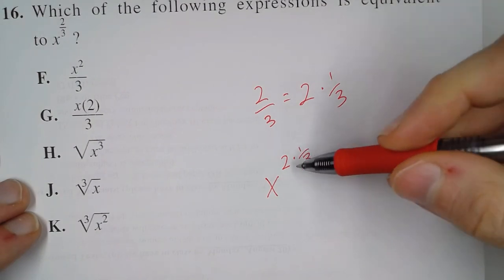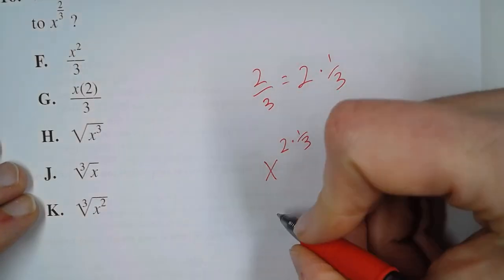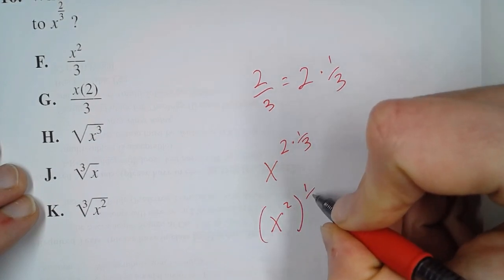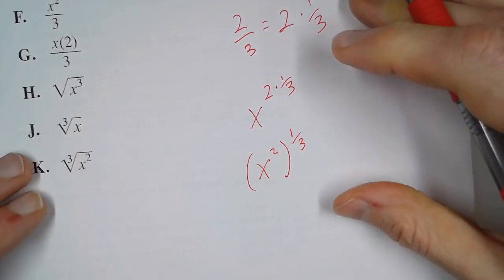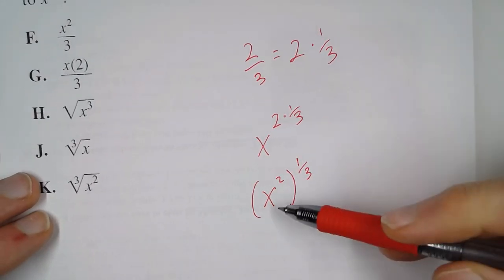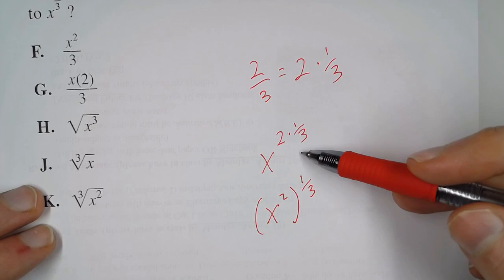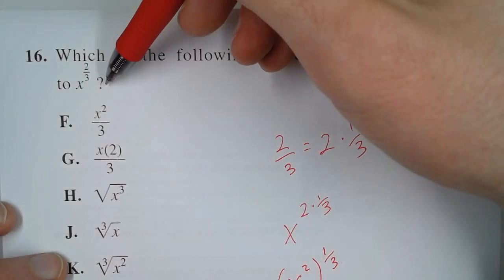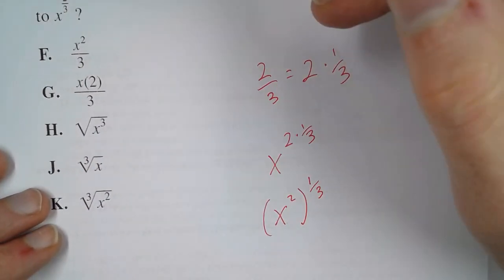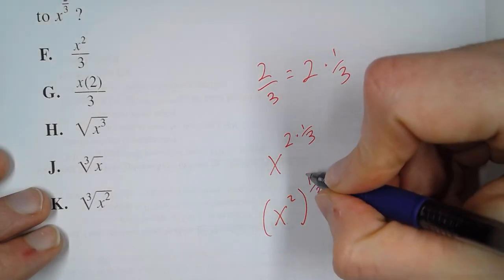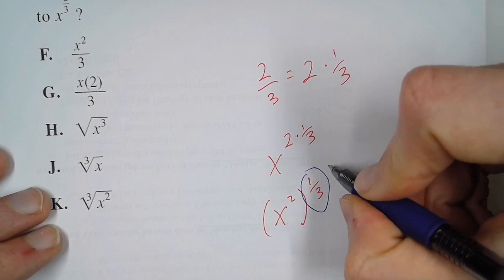Now, how do you get exponents to be multiplied? The way you do that is you have an exponent on top of another exponent. And so you could think of this like this, x squared to the 1/3. That gives you x to the 2 times 1/3, which is the same as x to the 2/3. Now, none of that looks like the answer choices. And so the question really is, what does the 1/3 power mean?